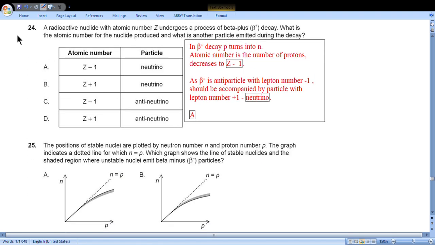Question 24. A radioactive nuclide with atomic number Z undergoes beta plus decay. What is the atomic number for the nuclide produced, and what is the other particle emitted during the decay? In beta plus decay, a proton turns into a neutron. Atomic number is the number of protons, so it decreases from Z to Z minus 1. As beta plus is an antiparticle with lepton number minus 1, it should be accompanied by a particle with lepton number plus 1, which is a neutrino. So we choose A, neutrino, and Z minus 1.